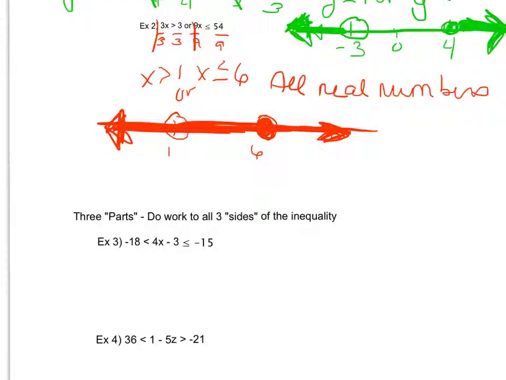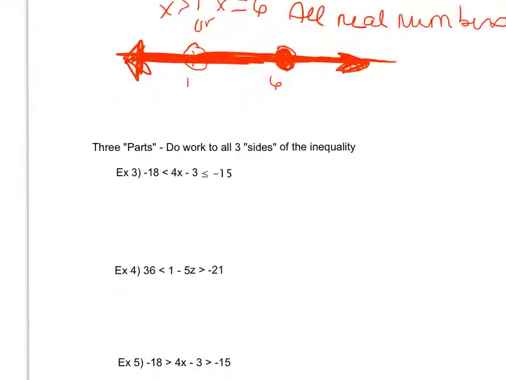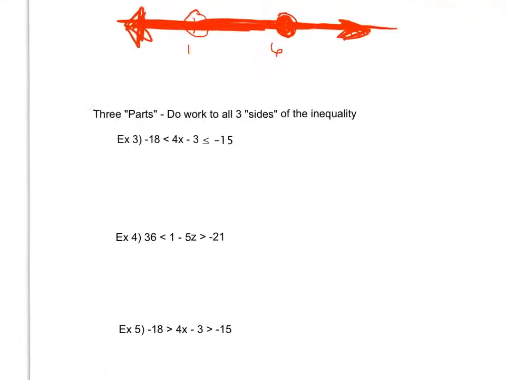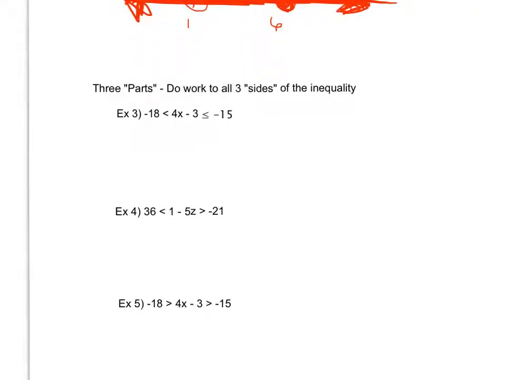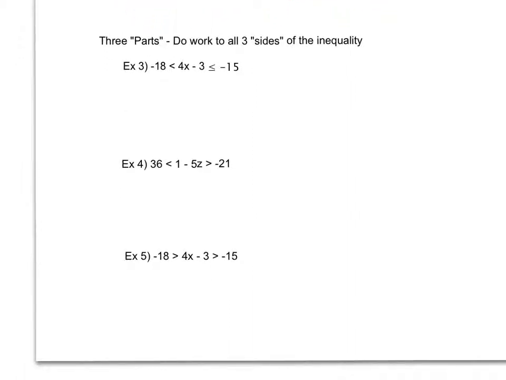Okay, what about when we have just one compound inequality? So instead of having two inequalities with the word in between, what if we just have one inequality, and it has 3 parts, for lack of a better word. What I want to make sure to do is do all 3 parts of the inequality. So anything I do to one part, I have to do to the other parts as well. So think of it as having basically 2 equal signs. We have to balance it all out. So let's look at example 3 here.